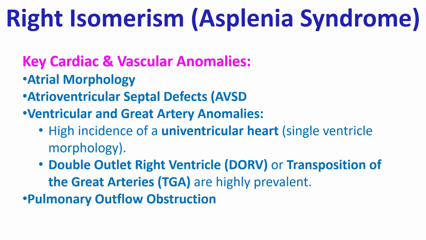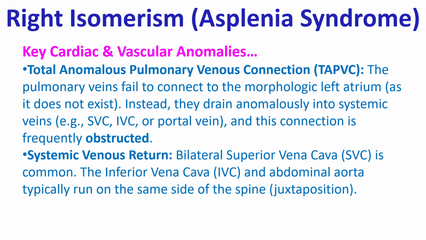endocardial cushion defects. Ventricular and great artery anomalies: high incidence of a univentricular heart, single ventricle morphology. Double outlet right ventricle, DORV, or transposition of great arteries are highly prevalent. Pulmonary outflow obstruction: severe pulmonary stenosis or pulmonary atresia is present in the vast majority of cases, significantly restricting pulmonary blood flow. Total anomalous pulmonary venous connection, TAPVC.